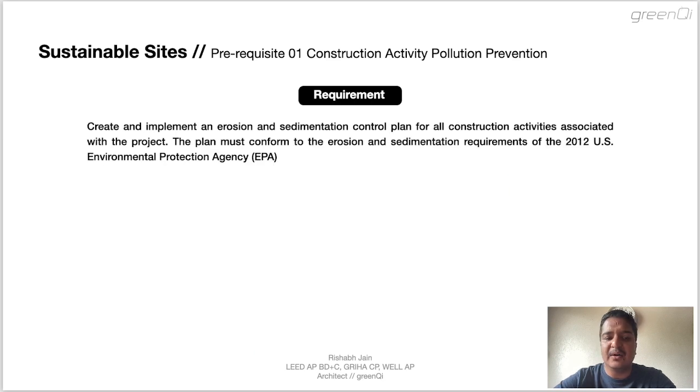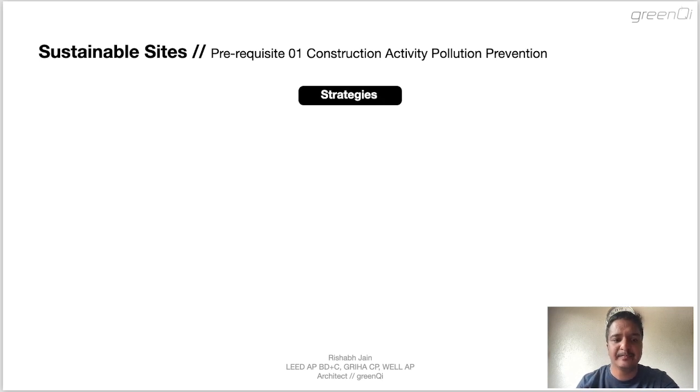Now let's understand how LEED wants us to comply with this prerequisite. The first step would be to create and implement an erosion and sedimentation control plan for the construction activities. Please note that this must conform to the 2012 US EPA standards or local equivalent. You must remember these standards, as they're most likely to be tested during your exam.